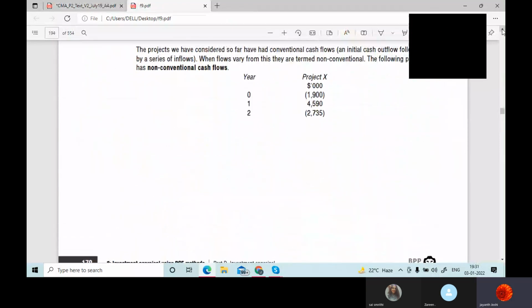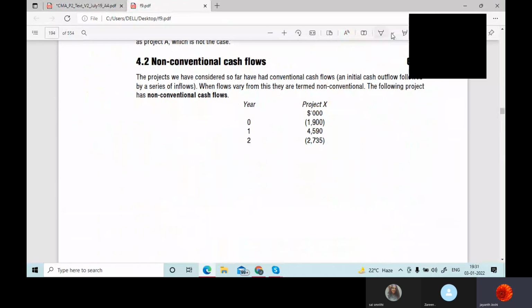You can see something here: non-conventional cash flows. Here the investment has been done, and it will be a negative cash flow, as understood. Here you get the positive inflow, and here you get the negative one. Instead, here was an outflow, it seems.